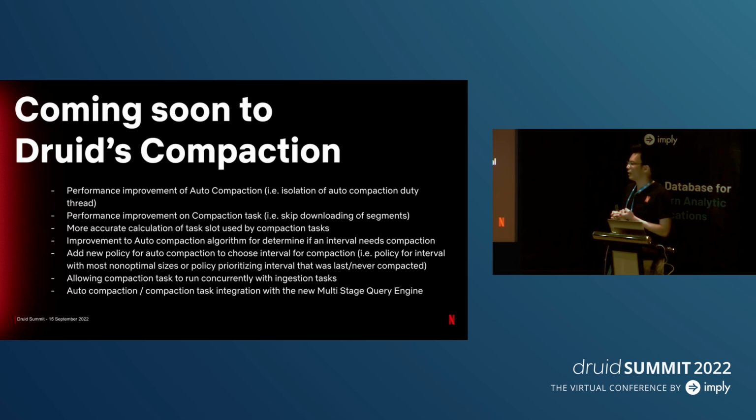And the last area is integrating auto-compaction and compaction tasks with the multi-stage query engine. The benefit with the multi-stage query engine is that compaction tasks will finish faster, and you'll be required to do less tuning. In the pitfalls section, we talked a lot about how you can stab yourself with the configs. With the multi-stage query engine, a lot of those configs will not be as essential. Some of them you don't even need to tune. So that will help get compaction running as fast as possible.